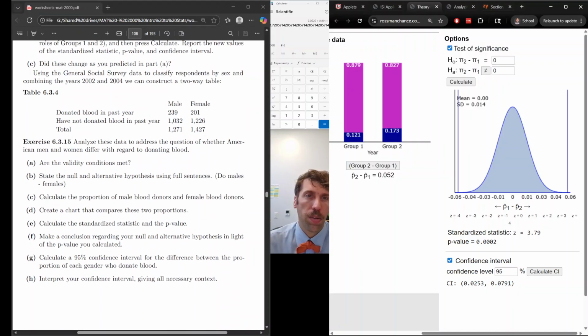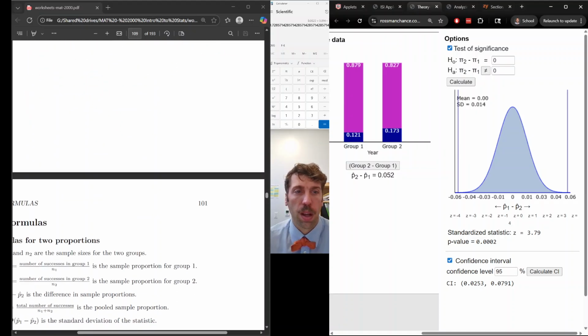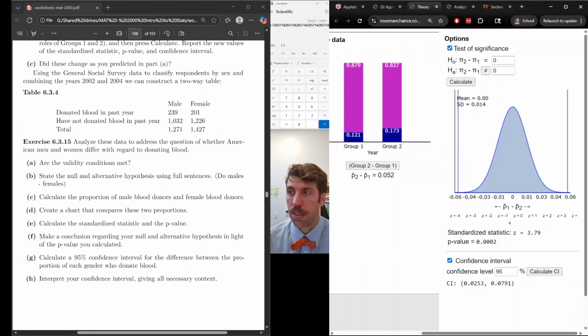Now, using the General Social Survey data to classify response by sex and combining the years 2002-2004, we construct a two-way table. So here's donated blood in the past year. There's male and female. So analyze these data to address the questions of whether American men and women differ with regard to donating blood. And so now you're going to go through everything again, just on your own this time. And so that'll complete section 6.3.